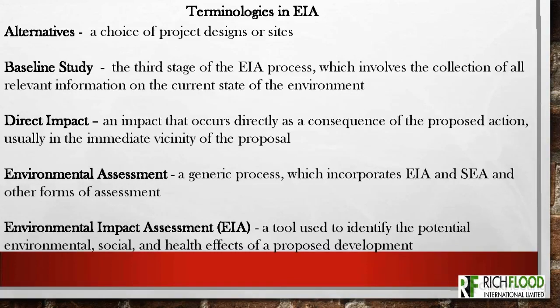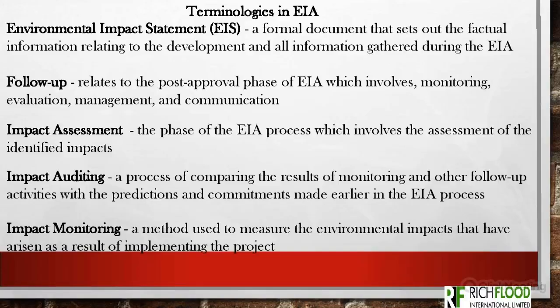Environmental assessment is a generic process which incorporates EIA, SEA, and other forms of assessment. That is, it incorporates environmental impact assessment and strategic environmental assessment and any other form of assessment. The EIA itself, like we stated earlier, is a tool that is used to identify the potential environmental, social, and health effects of a proposed development or project. EIS is a formal document that sets out the factual information relating to the development and all ongoing information gathered during the process.